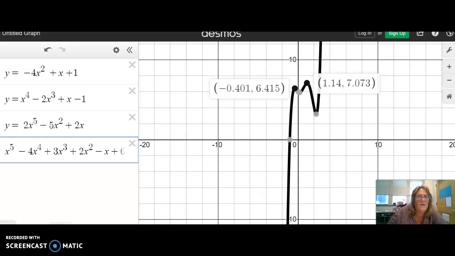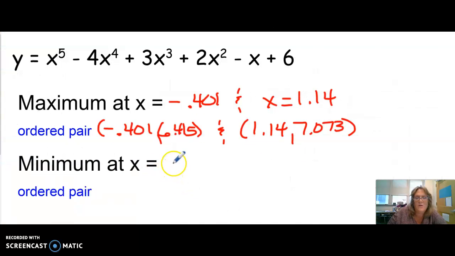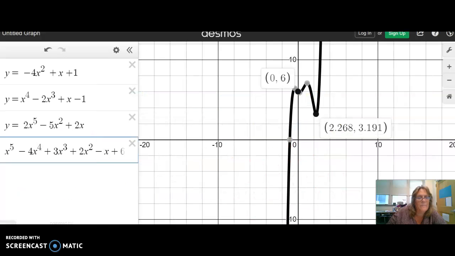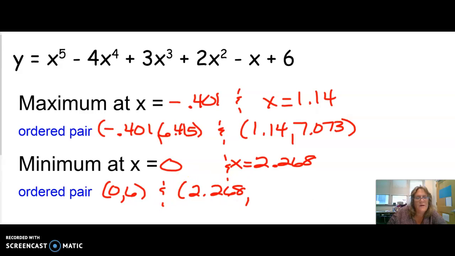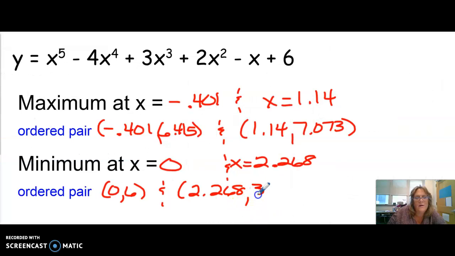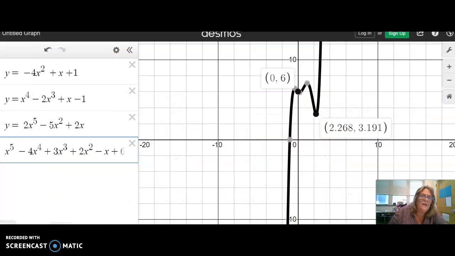All right, so if I take those off, let's look at our minimums. There's one there and one there. So I've got a minimum at x = 0.6 and at x = 2.268. If we write them as ordered pairs, there's a minimum at (0.6, ...) and a minimum at (2.268, 3.191). So those are my minimums here and here.